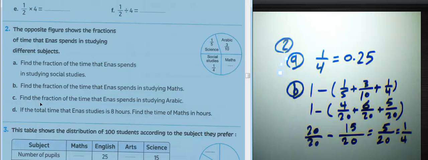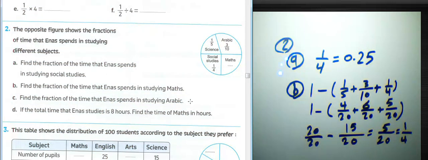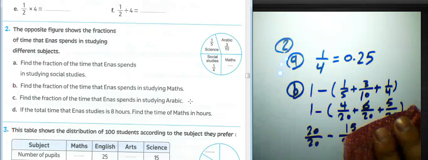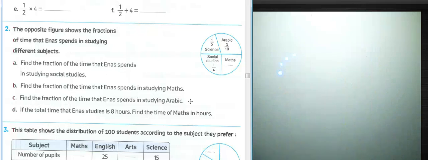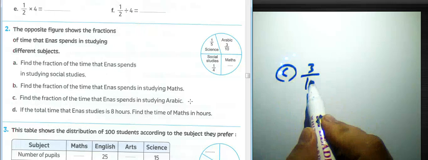Question letter C, find the fraction of time that Ina spends in studying Arabic. Arabic is 3 over 10, right here, 3 over 10. Okay, letter C, 3 over 10. Question C, 3 over 10.